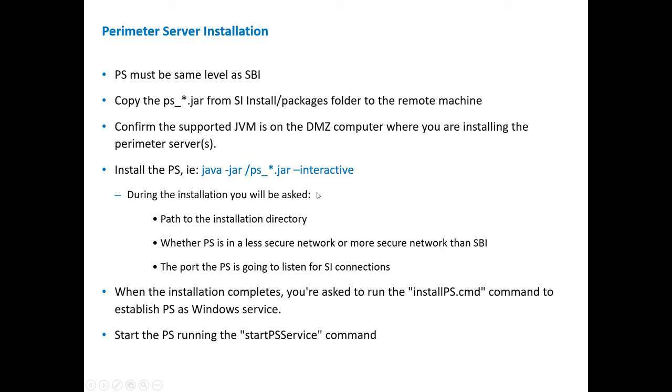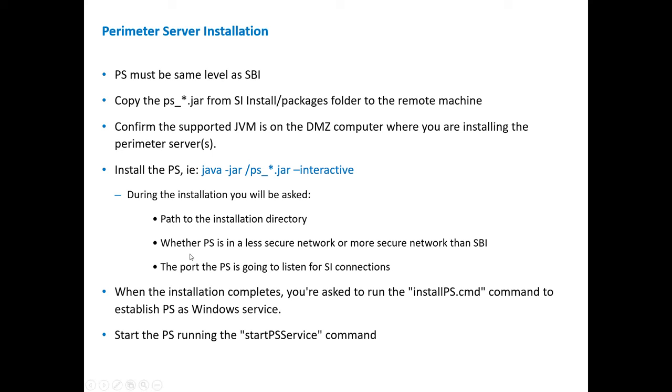Once you have the prerequisites taken care of, you will issue a command: java -jar ps underscore the jar file name -interactive. I'm giving interactive because it's going to prompt you for some specific questions, and you have to answer them. For example, you need to answer the path of the installation directory where you want to install, so you have to give a path, for example, within the C drive.